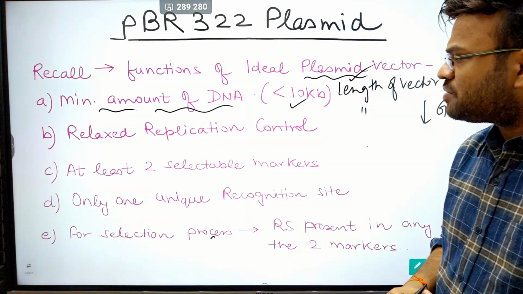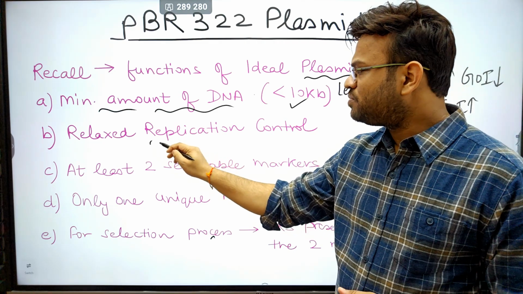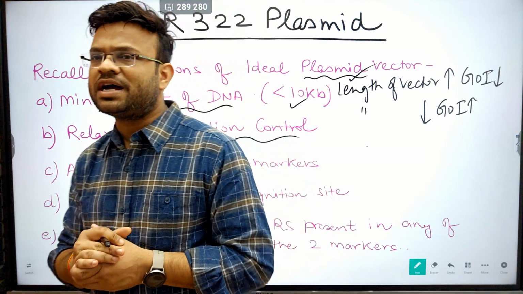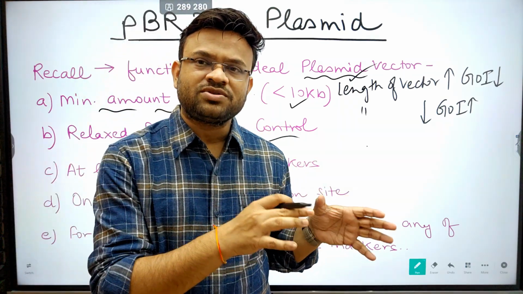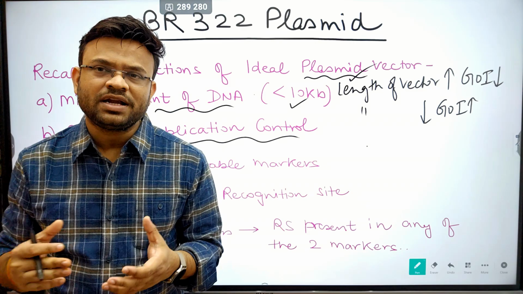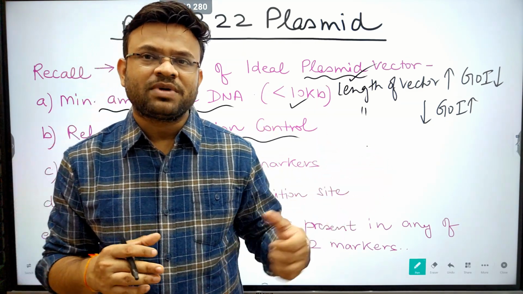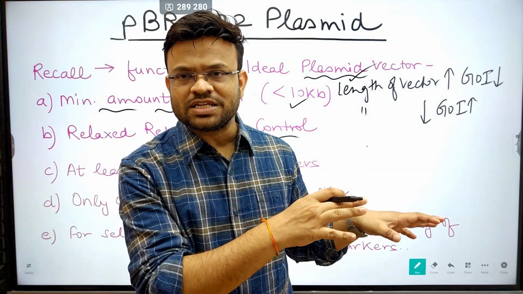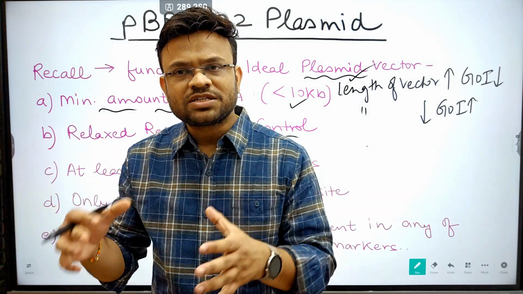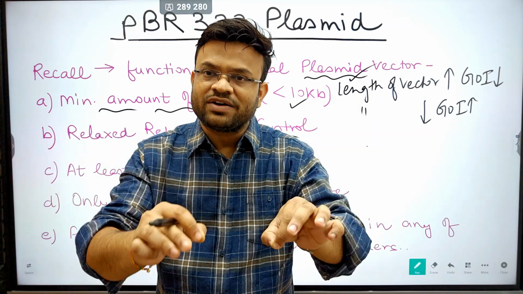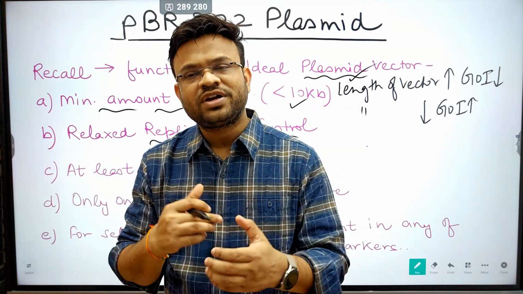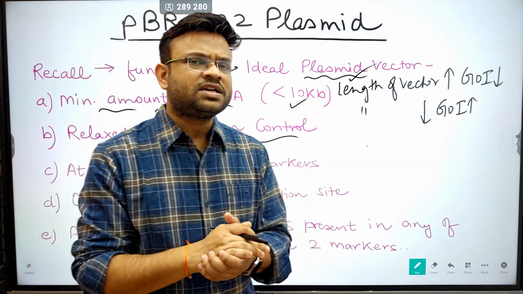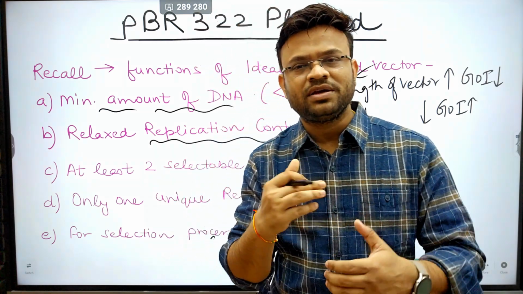Now let us talk about the relaxed replication control. What do you mean by relaxed replication control? It simply means that the replication of the plasmid should be independent of the replication mechanism of the chromosome. That means the chromosome has a different mechanism of replication, and the plasmid in which we have integrated our gene of interest should have a different replication mechanism, or be independent of the chromosome, because it's not necessary that the chromosome will always be replicating.